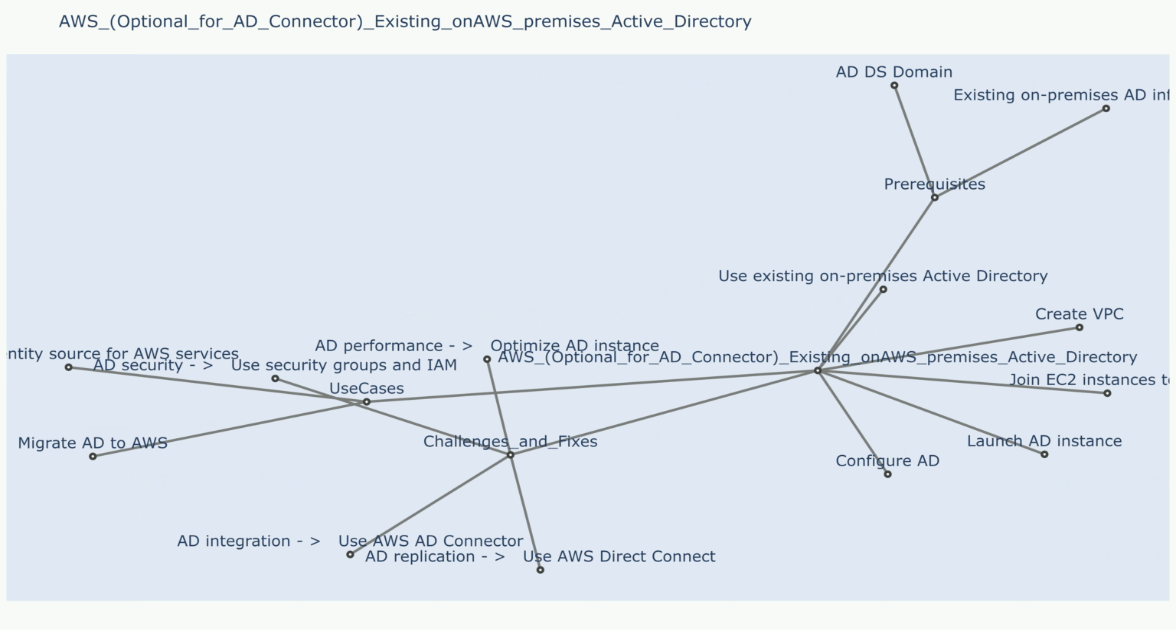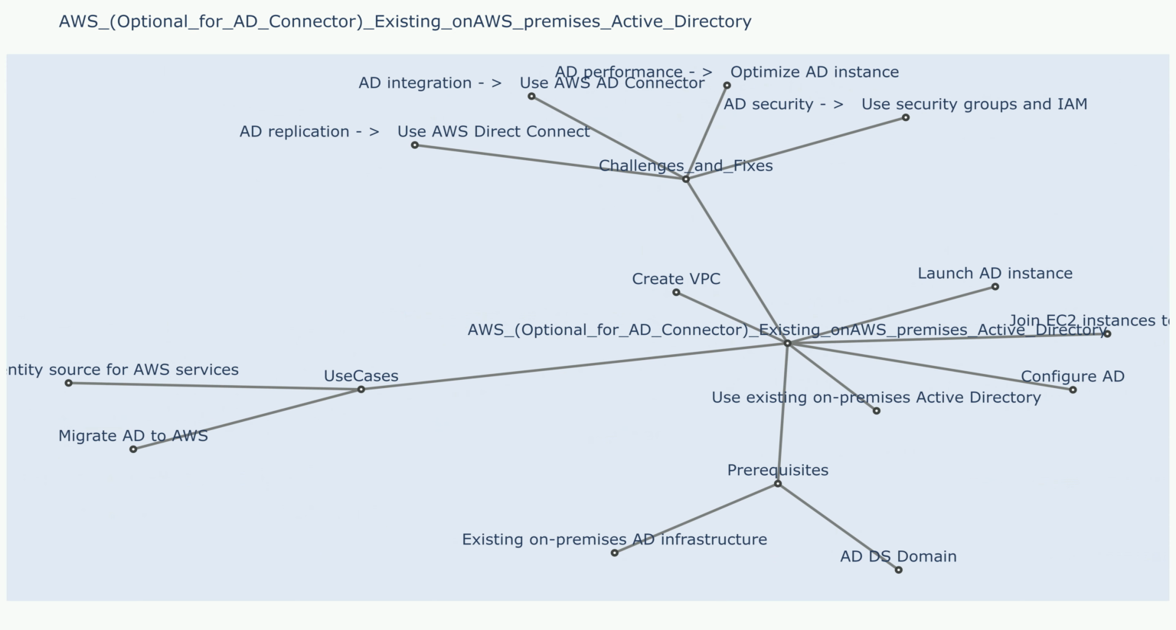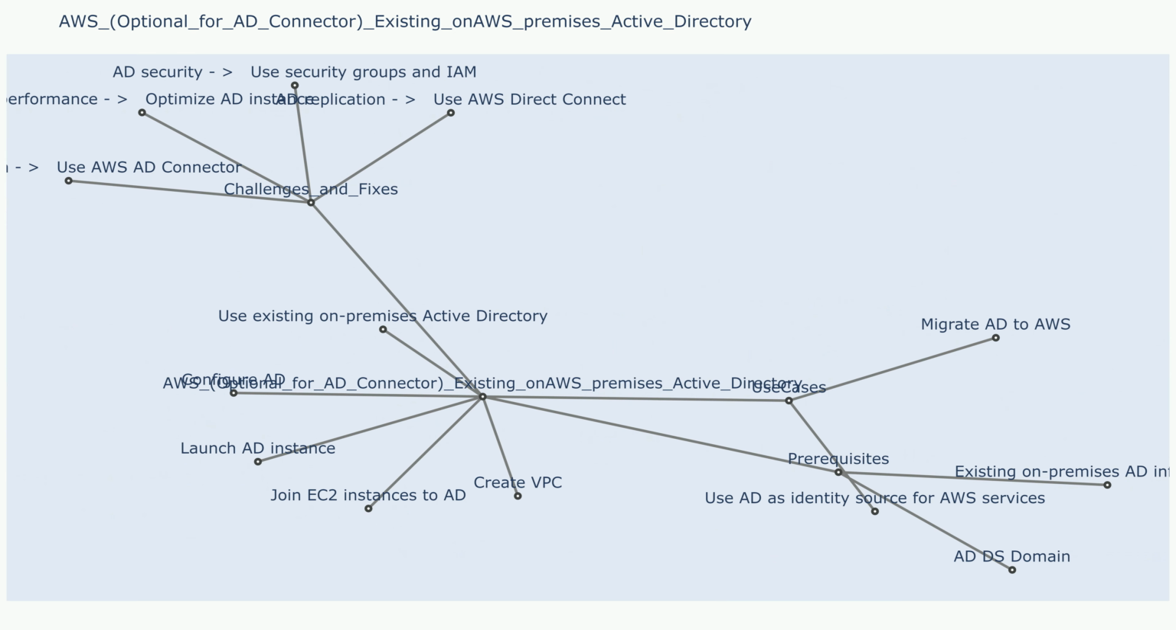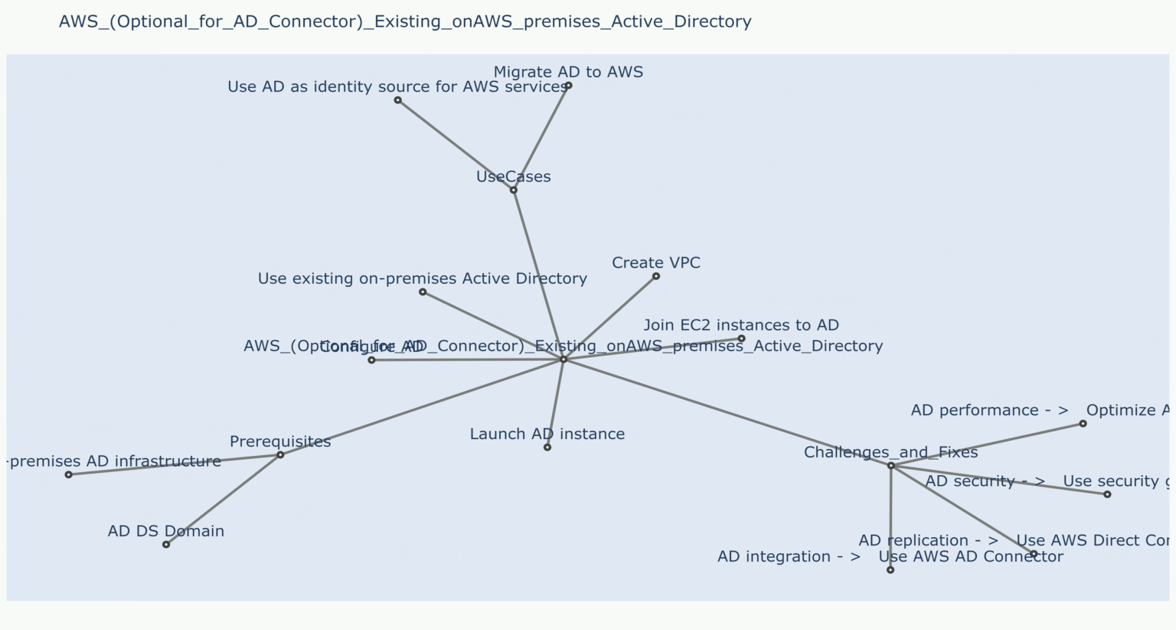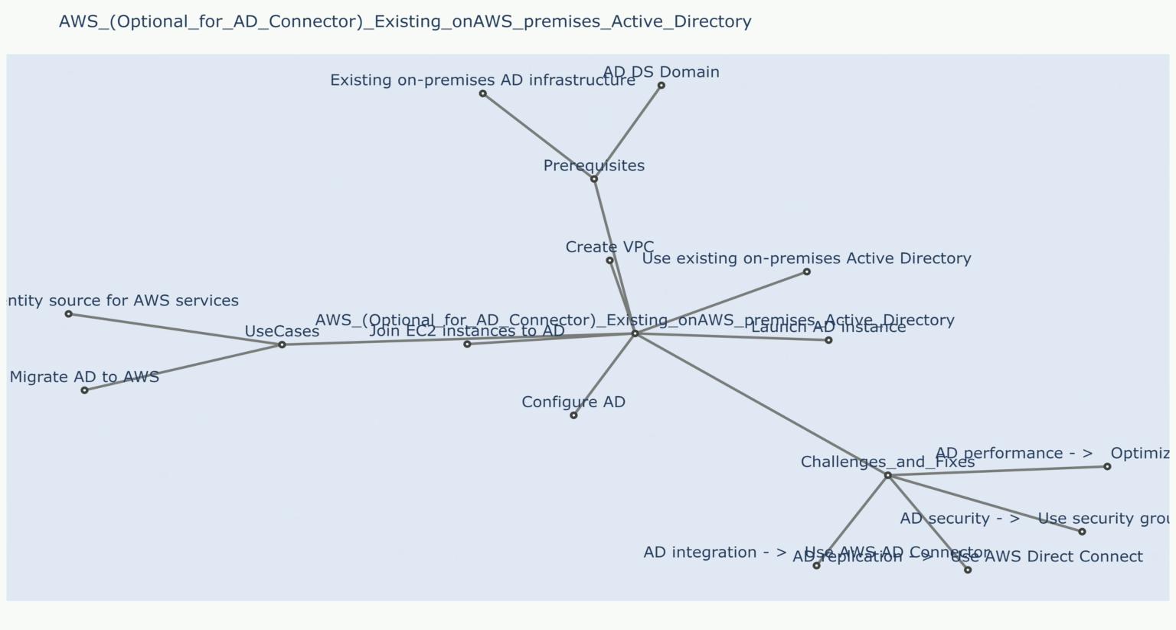Use cases: migrate AD to AWS, extend your on-premises AD to the cloud for disaster recovery, hybrid deployments, or as a stepping stone to a full cloud migration. Use AD as identity source for AWS services. Enable single sign-on (SSO) to AWS services such as EC2, S3, and IAM using your existing AD credentials.